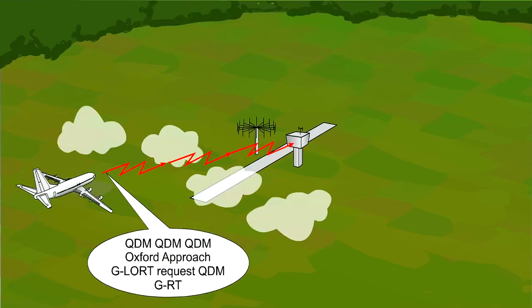When a pilot wishes to obtain a bearing from a ground station, he calls up on their frequency and requests the appropriate service. For example, the QDM will be requested when the pilot wishes to fly a magnetic track to the station. He would say, "QDM, QDM, QDM, Oxford Approach, Golf Lima Oscar Romeo Tango, request." "QDM, Golf Romeo Tango."